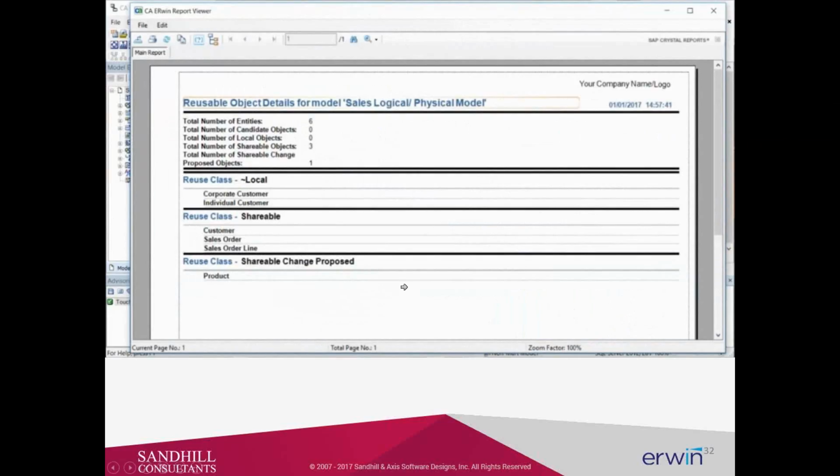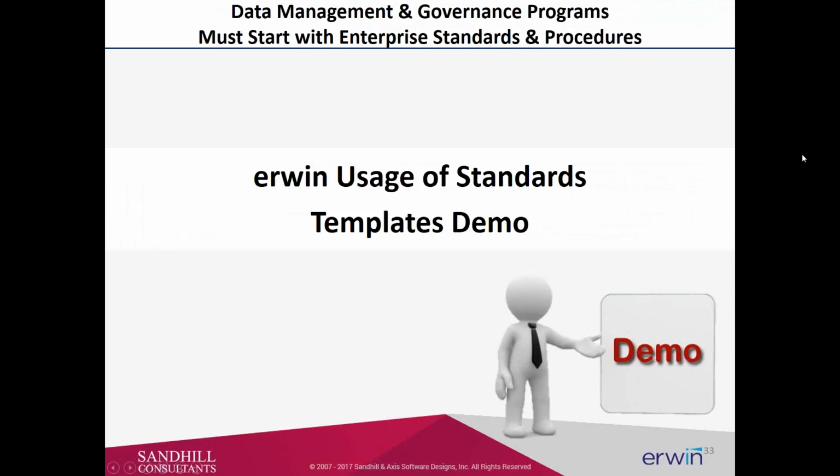The shareable change proposed objects are objects that have actually changed in this particular model and no longer conform to the standard, but we want to propose a new change to our corporate standards. So this is the standard sort of reporting that we can make use of, bearing in mind that within the procedures, we've got a whole set of procedures to explain how we use these standard reports.